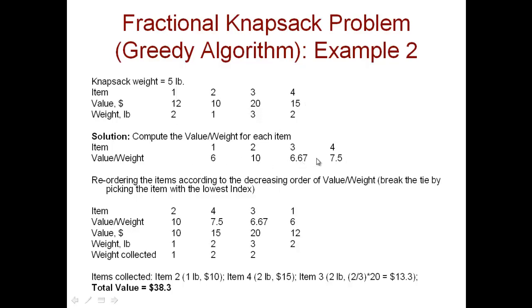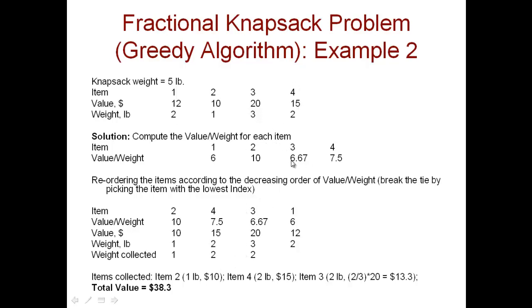Now you need to find the item with the largest value per pound, which is 10, and this is item 2. Item 2 weighs 1 pound with $10 value, and you have space for 5 pounds to begin with, so you can fill up the entire item 2 of weight 1 pound. The remaining space is 5 minus 1, 4 pounds capacity. The item with the next largest value per pound is 7.5, which is item 4. You have 2 pounds of item 4 and space for 4 pounds, so you can pick the entire item 4. The remaining capacity is 4 minus 2 pounds.